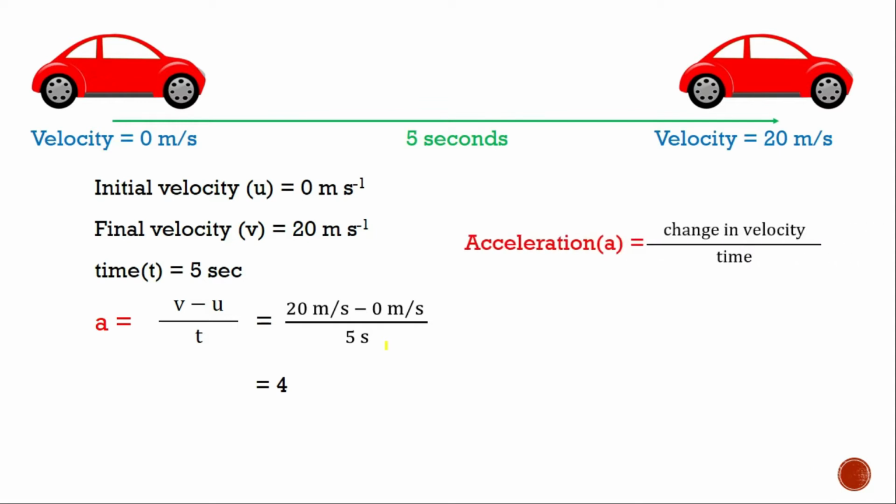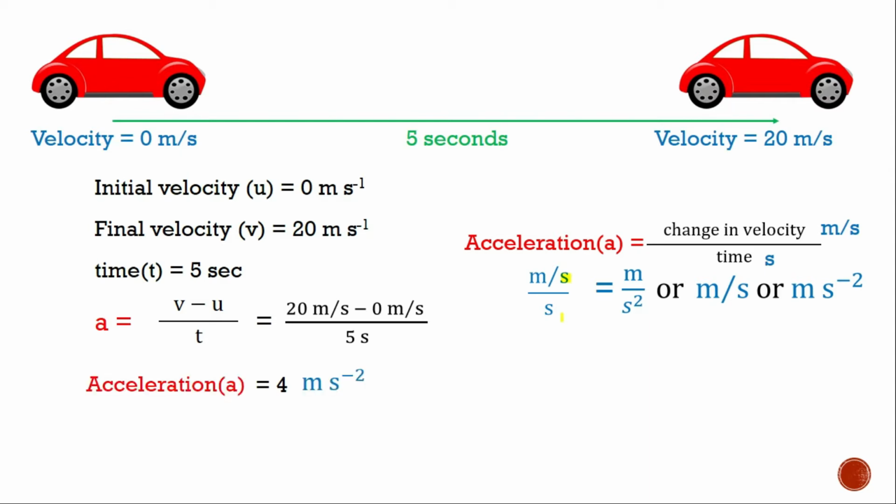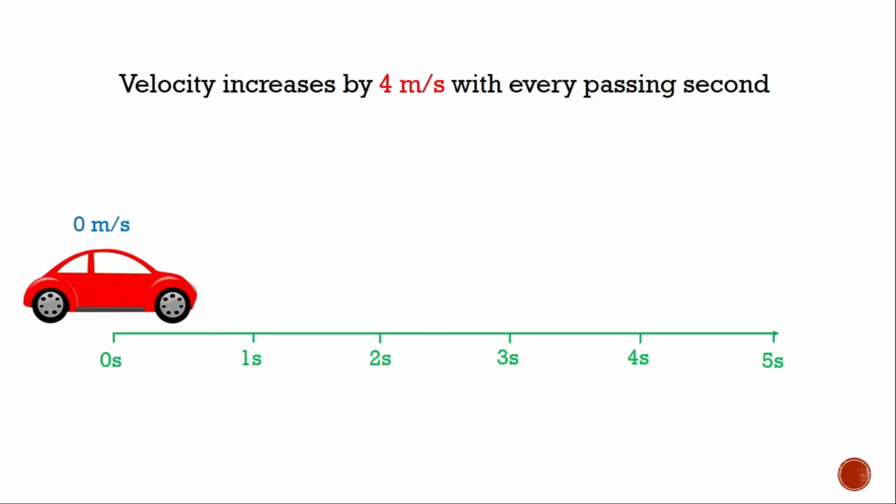And now what will be the unit of acceleration here? See, the unit of velocity is meter per second and that of time is second. So the unit of acceleration will be meter per second per second. And if we take this second to the denominator, the unit of acceleration becomes meter per second squared. So in this case, we can say that the car is accelerating at the rate of 4 meter per second squared. Now, this means that with every single passing second of time, the velocity of the car increases by 4 meter per second.